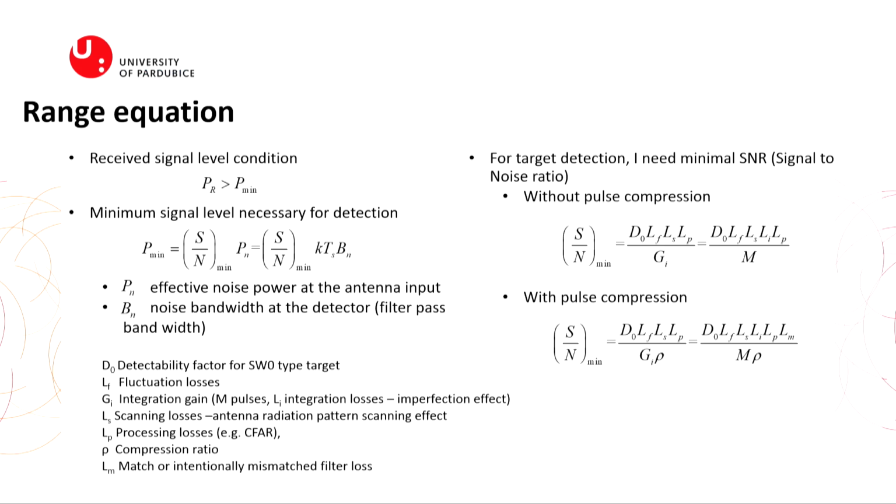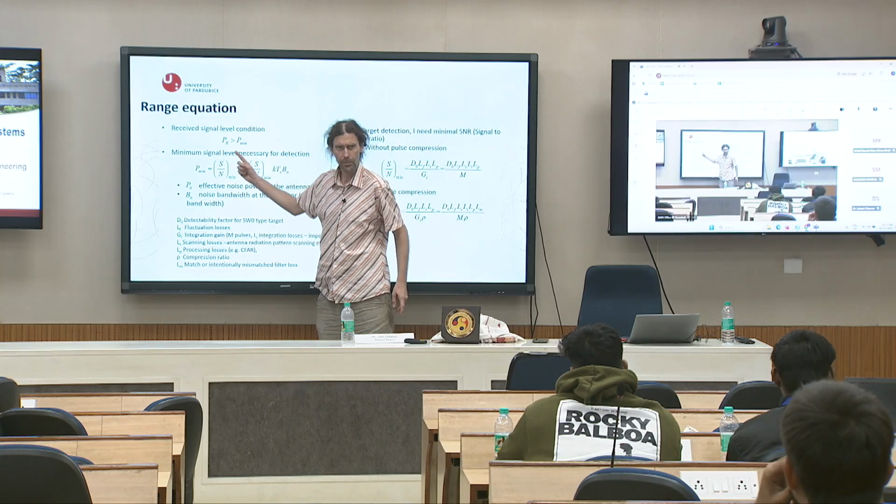And of course, we just make a derivation of this, and the received power must be higher than some minimal power. What is minimal power? If my received signal is under the minimal power, my signal will be lost in noise. I can't recognize it, I can't detect it, I can't process it, I can't do anything else. So I think that is clear.